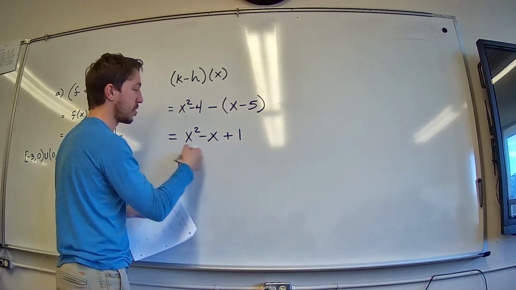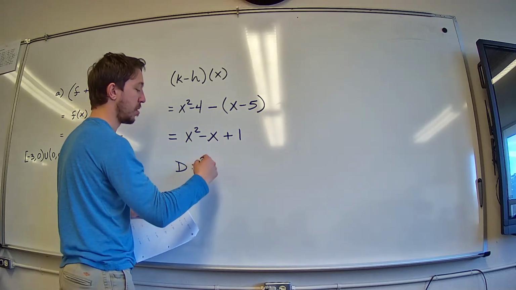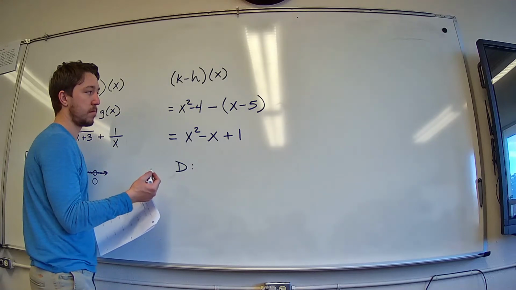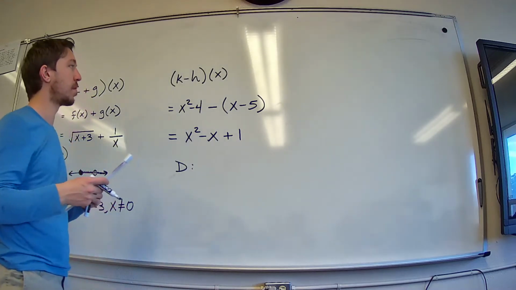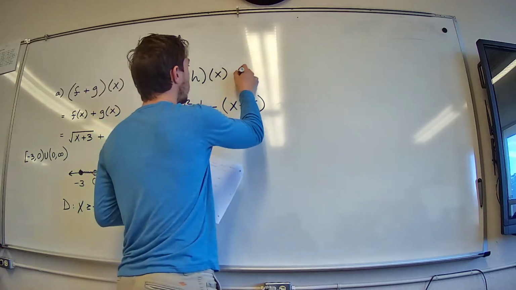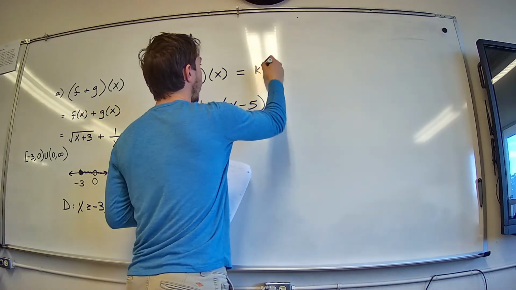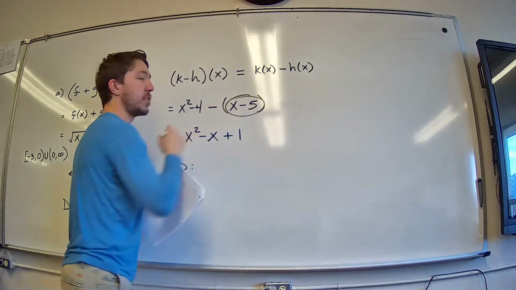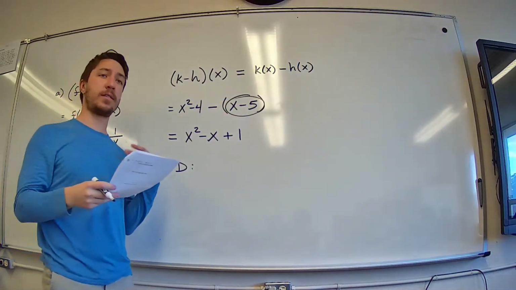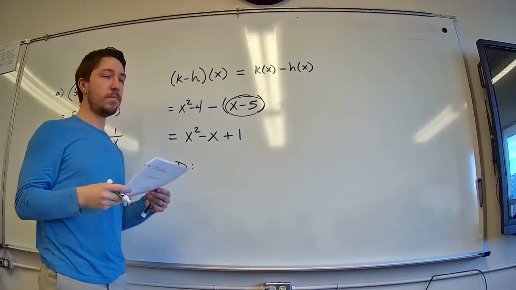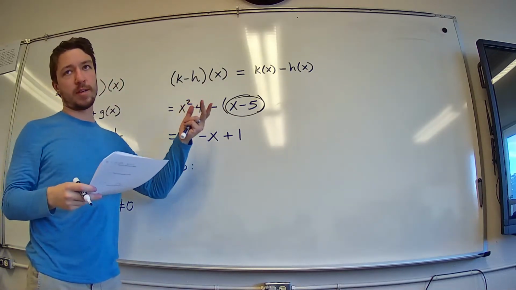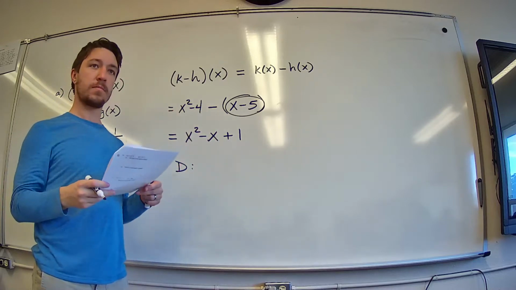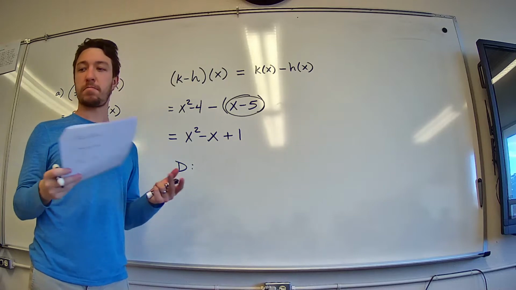What's the domain of this? Why is x minus 5 in parentheses instead of just combining? Because we're doing k of x minus h of x. So this right here is h of x. You gotta be subtracting that entire thing away. If you didn't put the parentheses, then you wouldn't really be subtracting the quantity x minus 5. That make sense? Yeah.